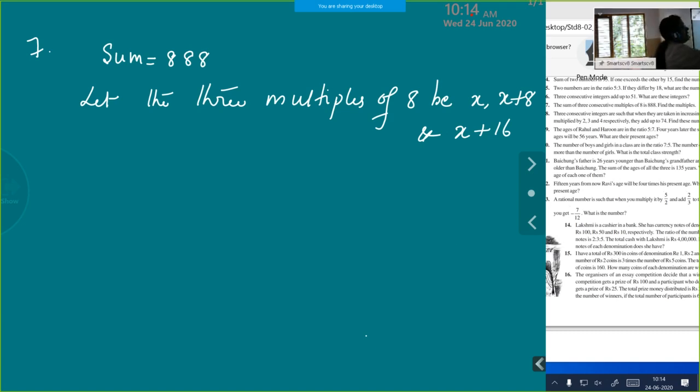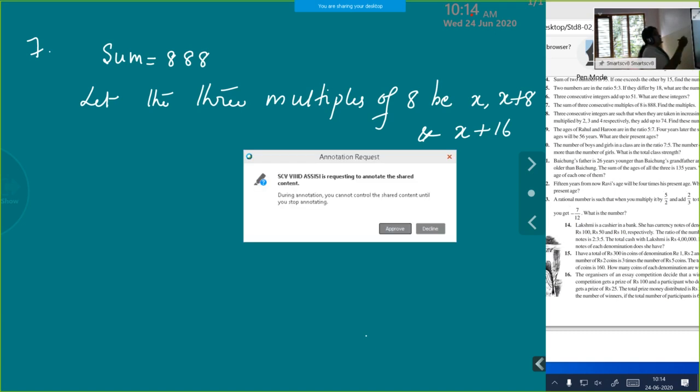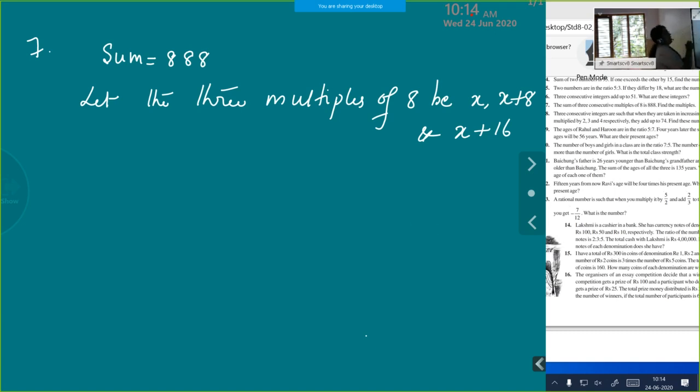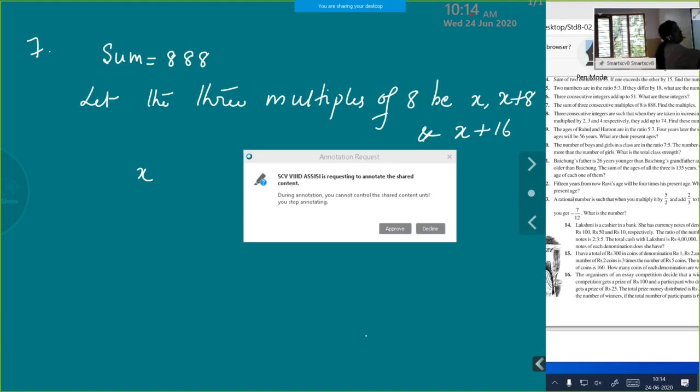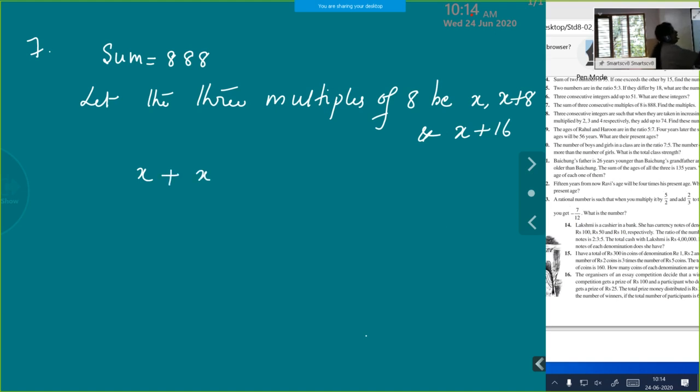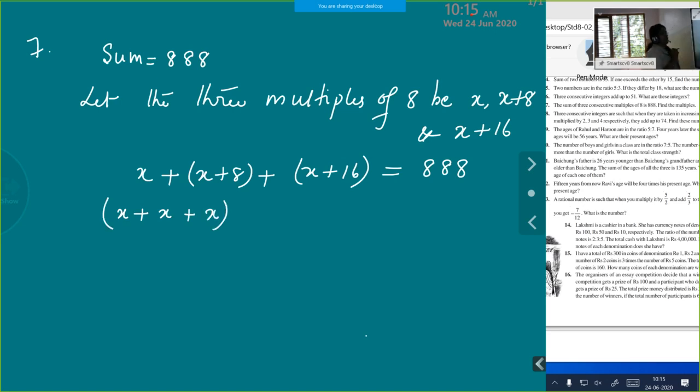So do not take it as x, 8x, etc. Okay, that is wrong. So it is given the sum is 888. That means x plus 8, that is the second number, plus the third number x plus 16, this is equal to 888. Okay, we add the three multiples. Now collect the like terms, all the x collected together and the constant terms collected together, 8 plus 16.